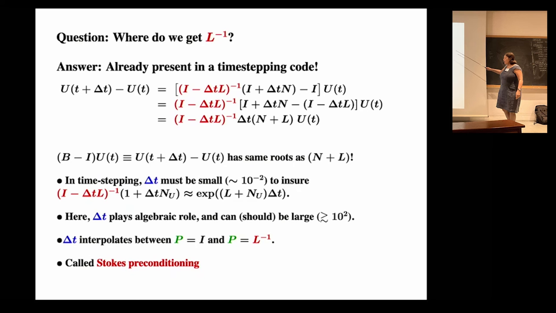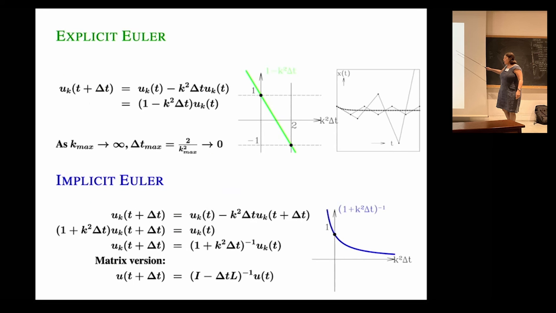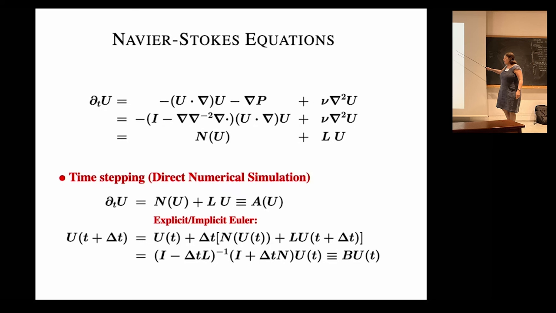What is B here? V? B. Oh, yes. I defined it. Okay, I'm sorry. It's the action. It's one time step. I defined it way back. I just made these definitions here: my N plus L is A, and my time stepper is B.